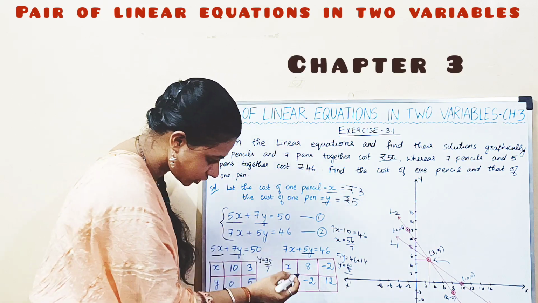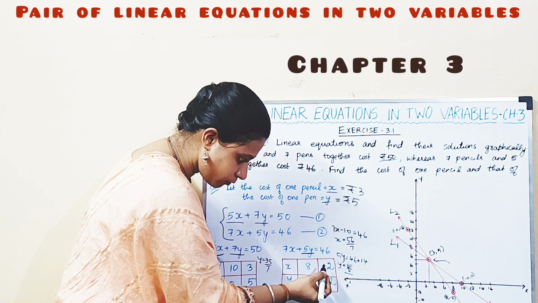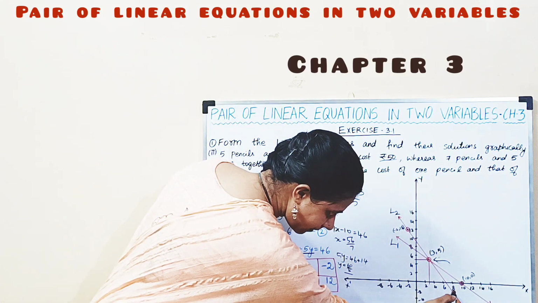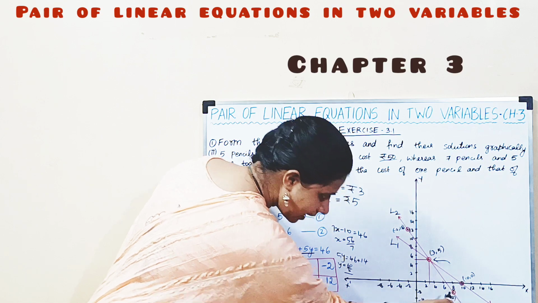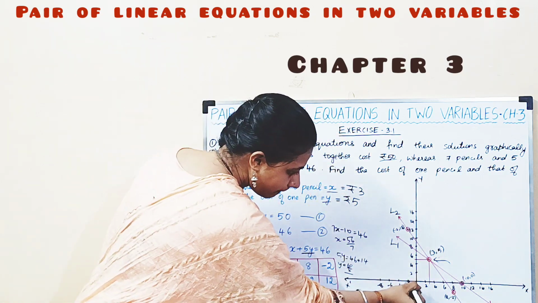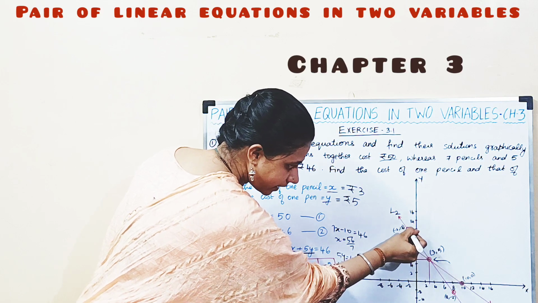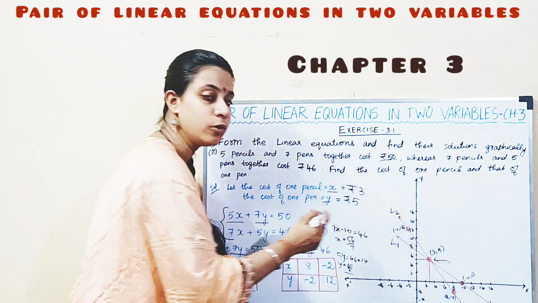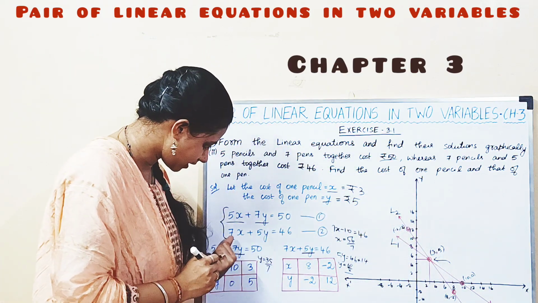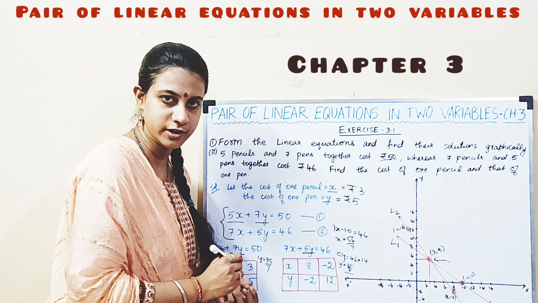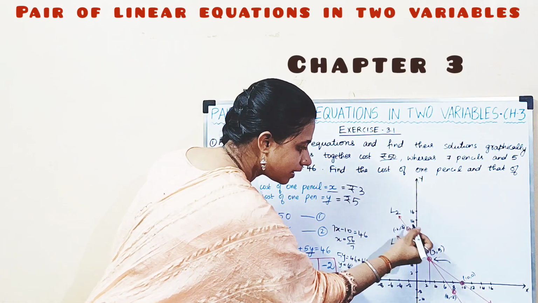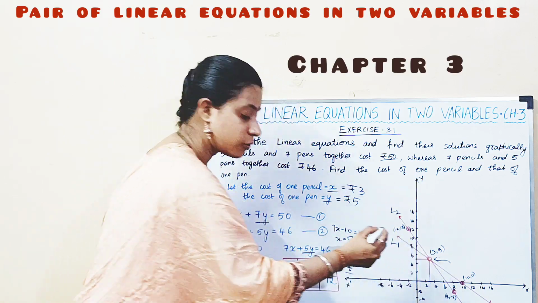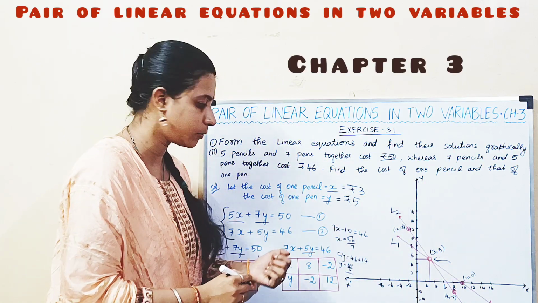Coming to the second equation, the points are 8 comma minus 2 and minus 2 comma 12. 8 comma minus 2 will be here, 8 from x-axis and minus 2 from y-axis, and minus 2 comma 12 will be minus 2 from x-axis and 12 from y-axis, we will get it here. Joining these 2 points, we will get L2, that is line of the second equation, 7x plus 5y is equal to 46. Okay. Clearly these two lines intersect at the point 3 comma 5. So 3 comma 5 is the solution of these two lines or these two equations.